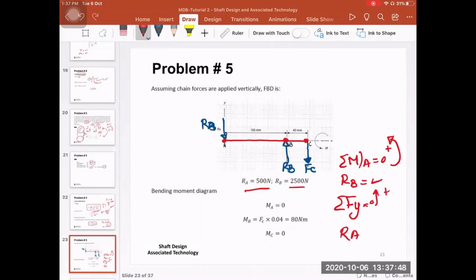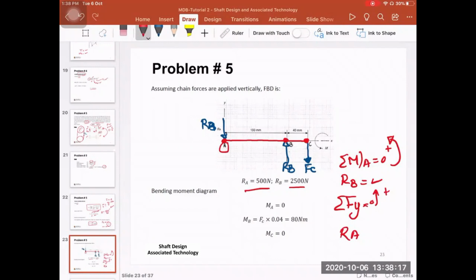What about the bending moment? Our target here is to just find the maximum bending moment and then to substitute this value into the distortion energy theory equation. So the bending moment at points A and C are zeros, actually. In here, this is one end of the shaft. This is the other end. So the bending moment at these two ends are zeros.